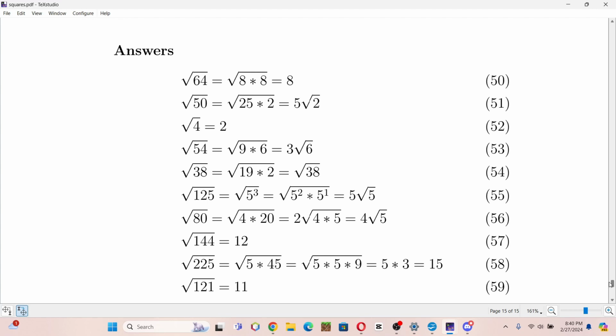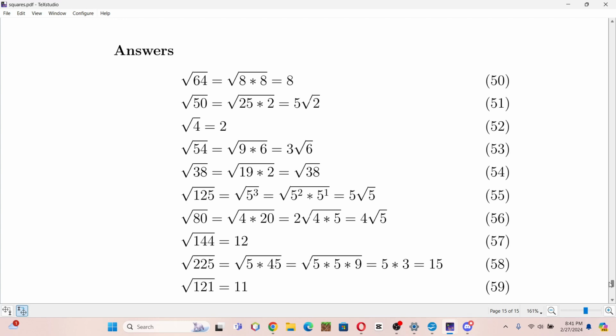Equation 53, 9 divides into 54, so pulling out 9 yields root 54 is equal to 3 root 6. Equation 54, 38 factors into 19 times 2, the product of 2 primes to the 1 power. Therefore, root 38 cannot be simplified. Equation 55, 25 divides into 125, but I wrote it here in exponent form as a reminder of the interplay between square roots and exponents.